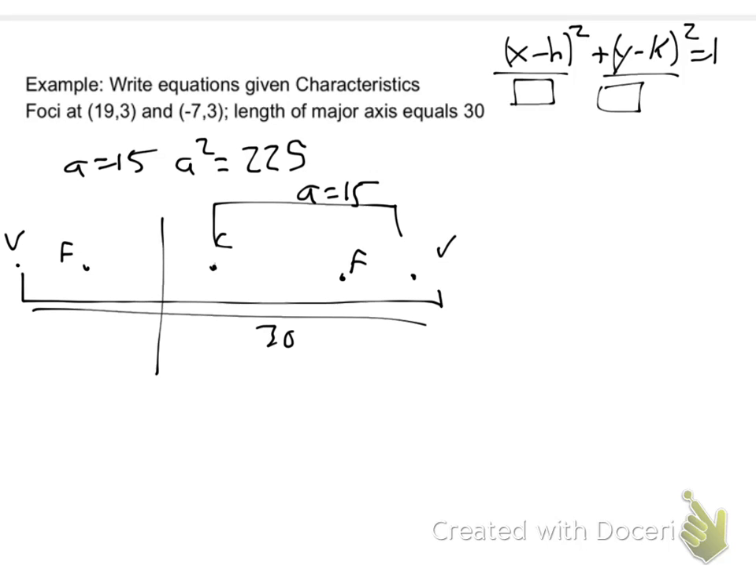What would this distance here be? From the center to F. Which one is that? What follows A? B? No. C. C follows A.